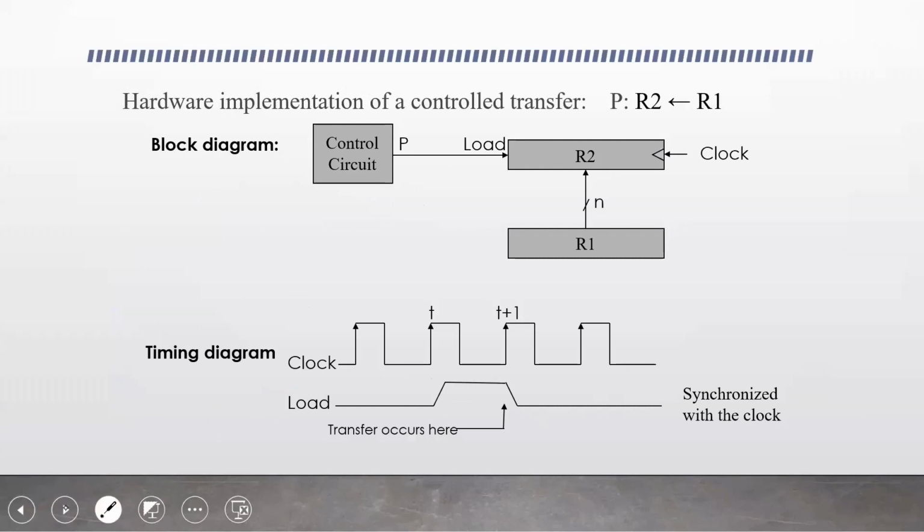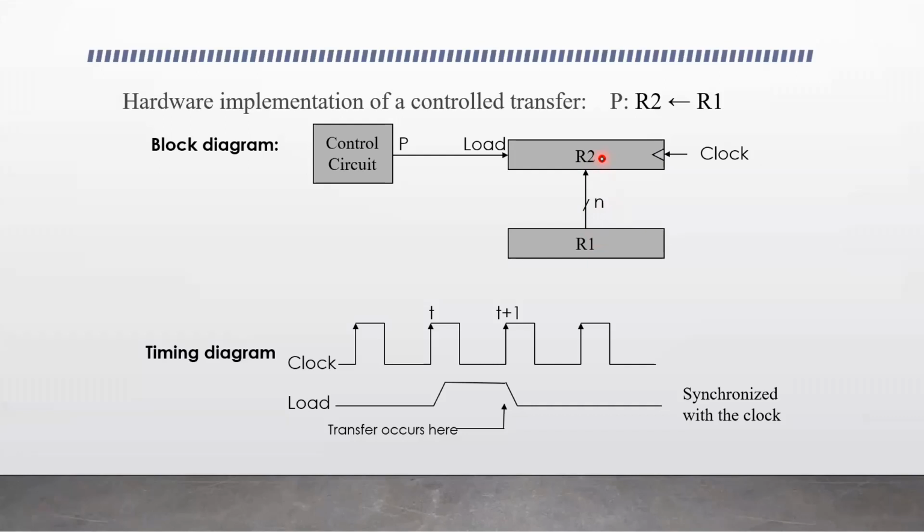Transfer of the content of R1 to R2, with the condition that P is equal to 1. Here we have register R1, and the operation is transferring the content of register R1 to R2. So the n outputs of R1 need to be loaded into the register R2 as input, where n is the number of bits in the registers. The n outputs of R1 are connected to the n inputs of R2.